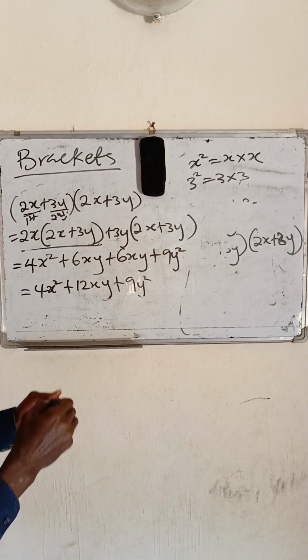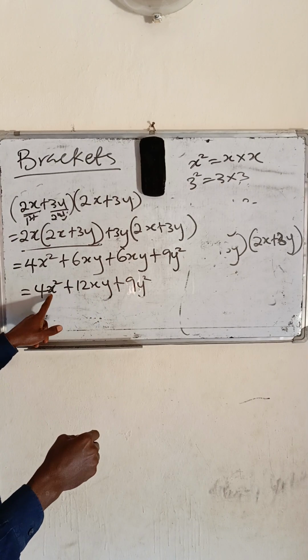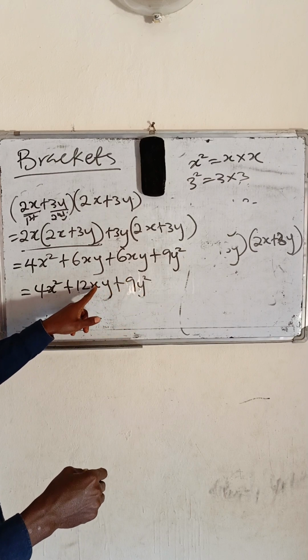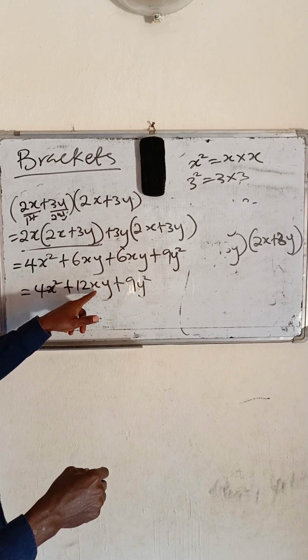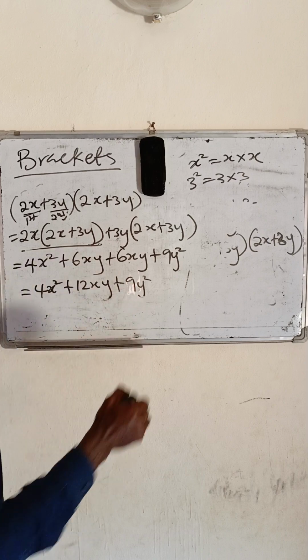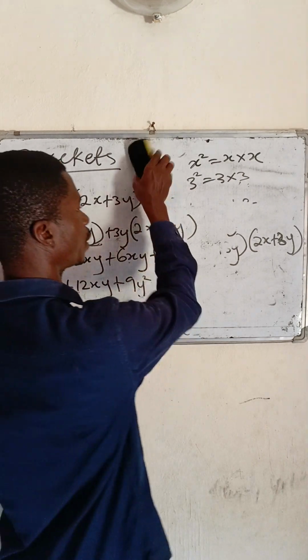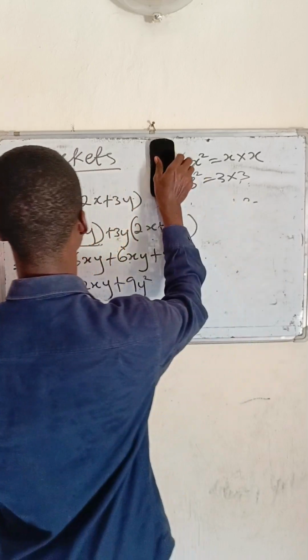Why? Because they are not like terms. This one has only s squared, no s squared here. This one has y squared, no y squared here. This one rather is s and y instead of s squared or y squared. So you can't add any one. Your answer becomes this.